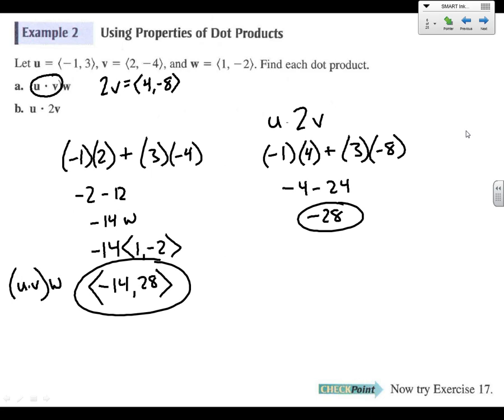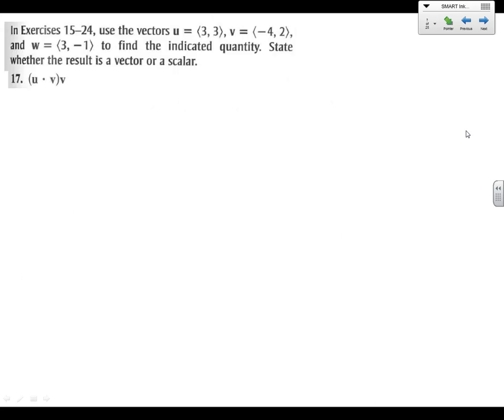Your turn. See if we can put them together. U and V, do the dot product times V.